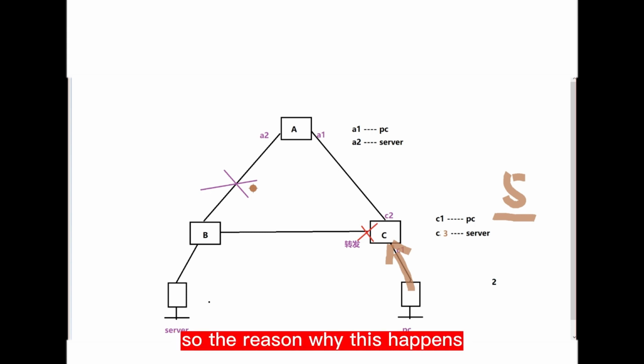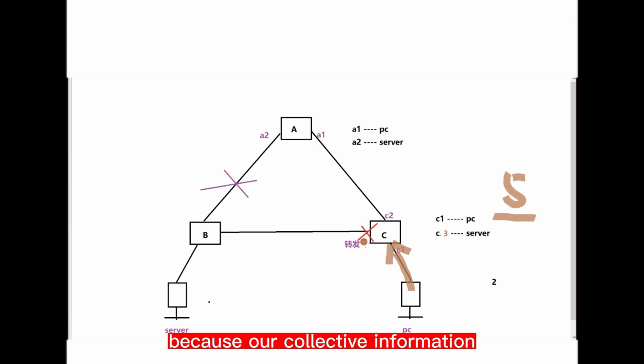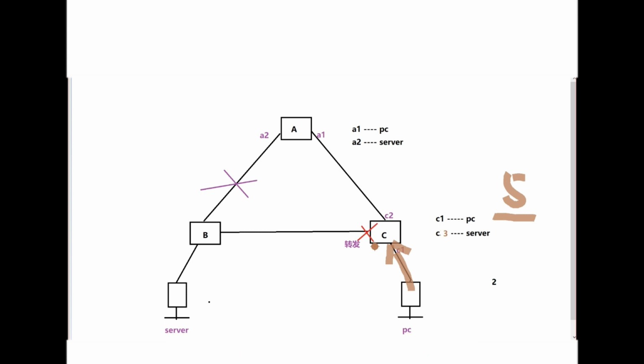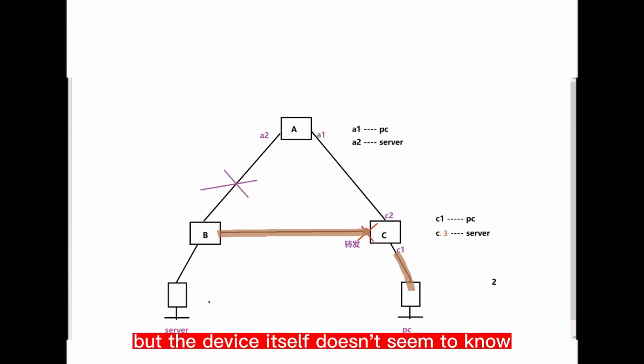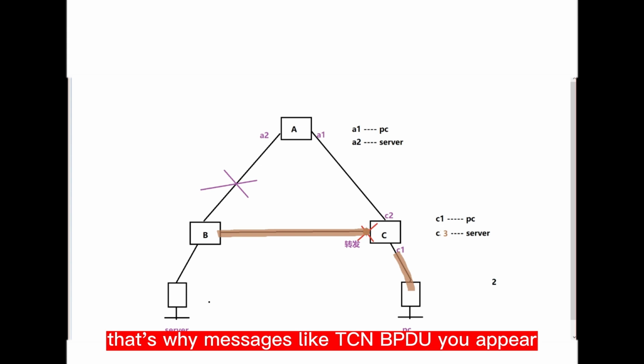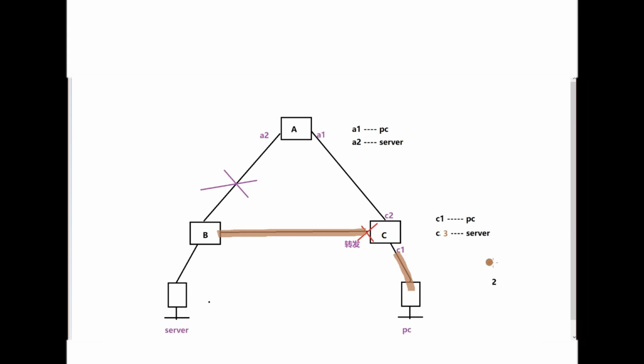So the reason why this happens is because our collective information has no way to get timely updates. This link is now in forwarding state, but the device itself doesn't seem to know. That's why messages like TCN-BPDU appear.